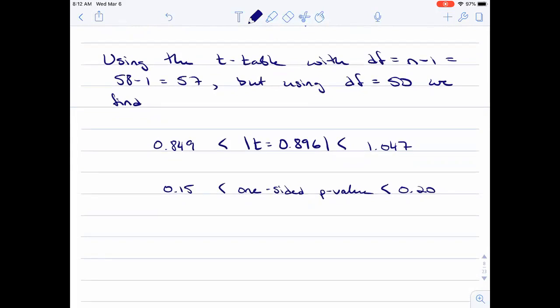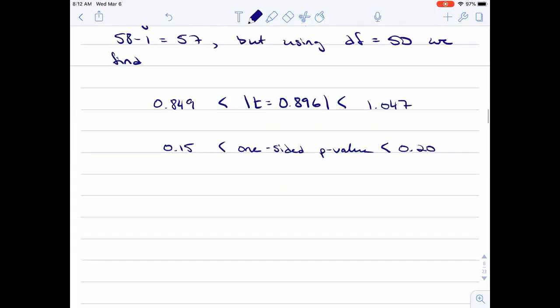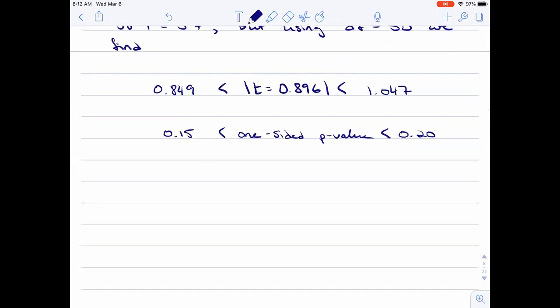All of this on the screen has to be included for full marks for finding the p-value. You have to tell me what your degrees of freedom are, what you're using, where your t is on the t-table, and also what your p-value is, or where your p-value might be. Now we know our p-value is somewhere between 0.15 and 0.2.